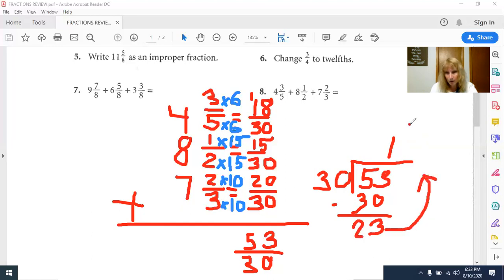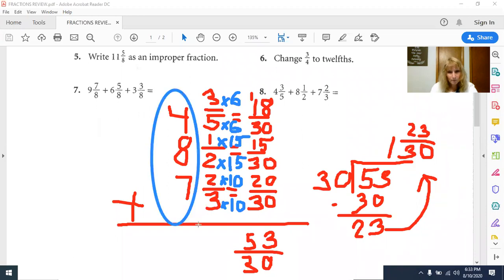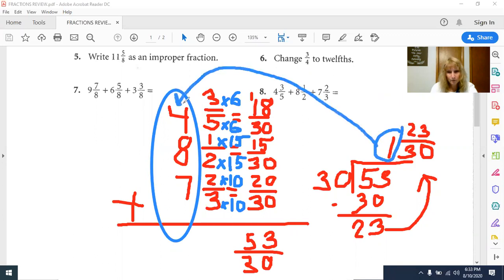That's going to become the numerator of my leftover fraction, my remainder, and my bottom number is going to be 30. Now that's not the answer yet. I still have to add my whole numbers, right? Plus, I have to put in this additional whole number and add that to the bunch over here. And then my fraction is 23/30, right? I can't reduce that any further. So I'll let you finish that one.